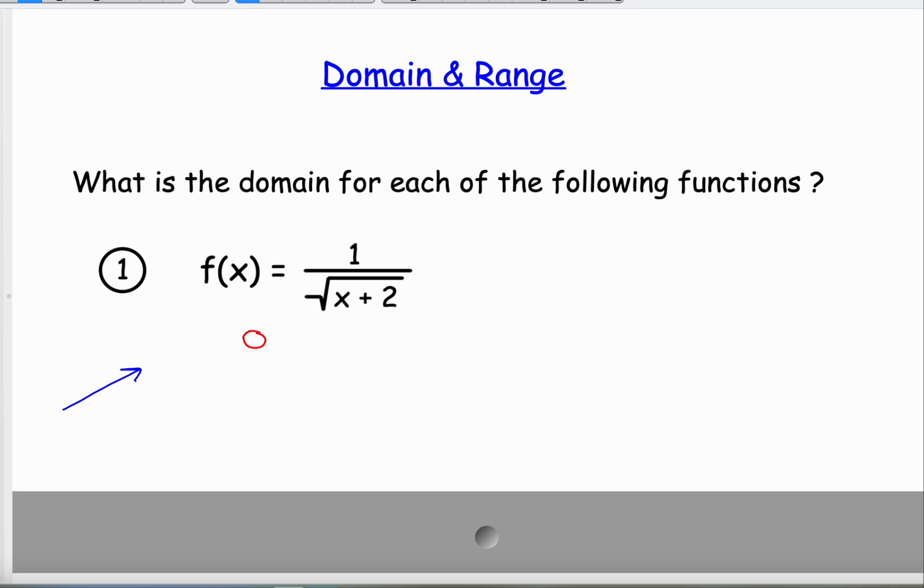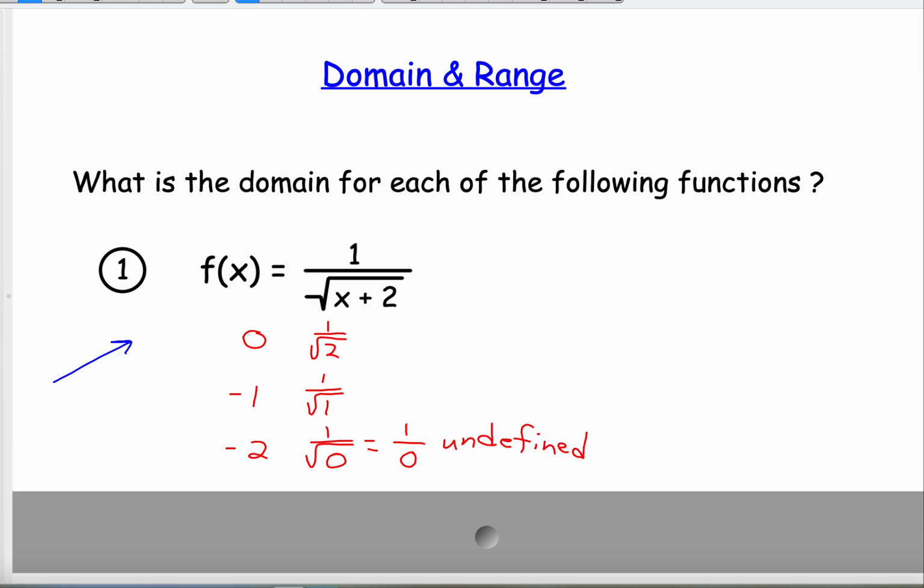What if I pick 0? Well, then I get 1 divided by the square root of 2, and that's still okay. How about negative numbers? Could I pick negative 1? Well, then I get 1 divided by the square root of 1, which is 1, and 1 over 1 is 1. That's fine. But notice what happens when I get to negative 2. Then I'm going to get 1 divided by the square root of 0. Now, it's okay to do the square root of 0. The square root of 0 is 0. But once I do that, then I'm going to get 1 divided by 0, and that's a problem. That's undefined. We cannot divide by 0. So I can't pick negative 2.